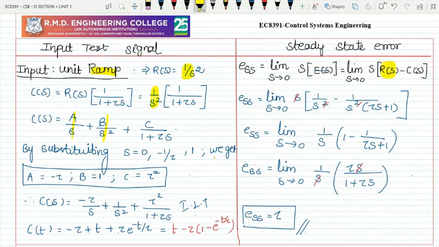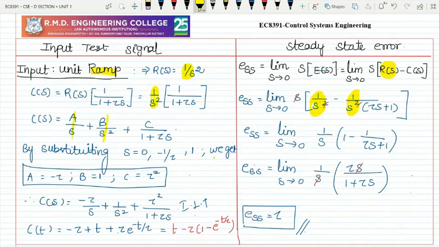R of S is a ramp signal, so your value will be 1 by S square into 1 by tau S plus 1. The same procedure: S is common. Now I'm going to substitute S equal to 0. Definitely my value will become tau. I'm getting the value of tau.